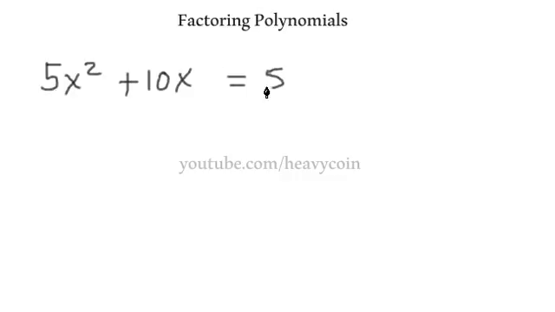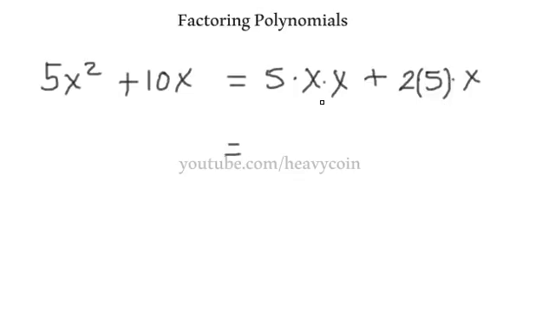This is 5 times x times x. So we have two x's, and I'm going to factor this guy here, break it into a product of primes. So 2 times 5, and then of course x here. Let me put a parentheses around that.